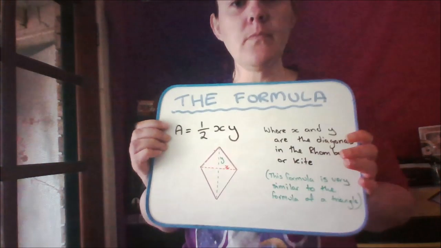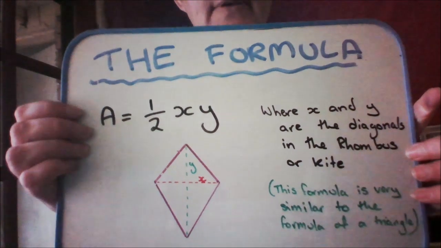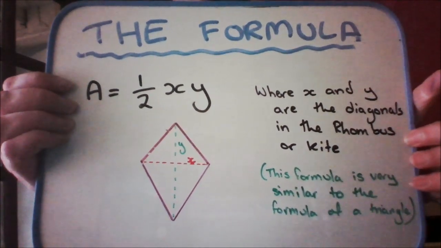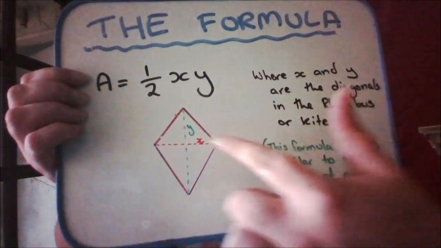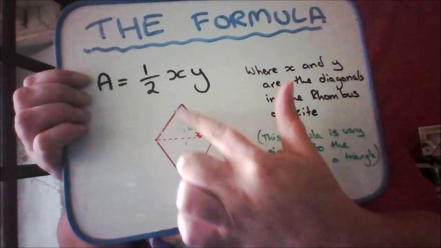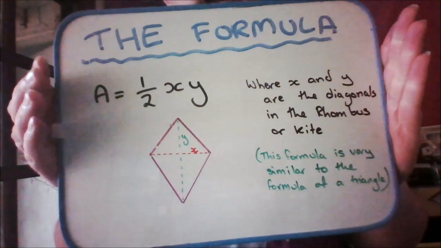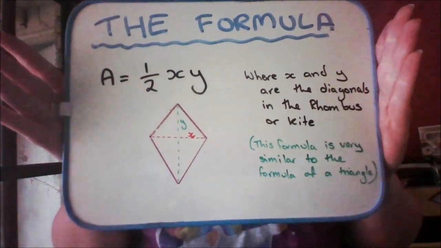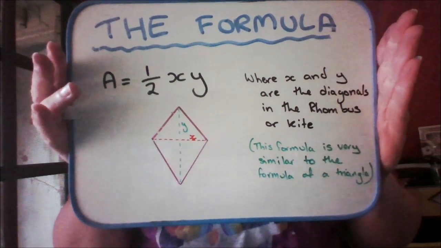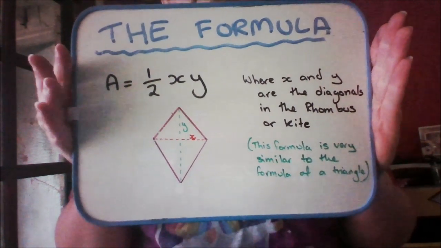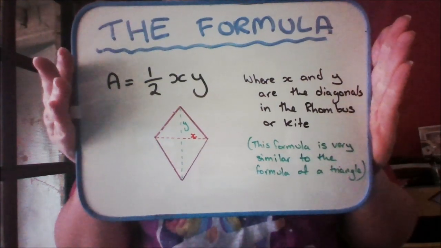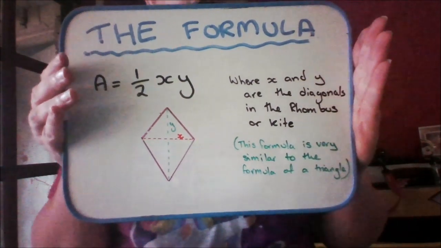Okay, so that brings us to our formula. Our formula for working out the area of a kite is half xy. We call x and y the diagonals of the rhombus or the kite. Here we can see we've got this x going across this way and our y going up and down. So our area is half xy. This is very similar to the area of a triangle where we have half the base times the height. The difference here is we have our x and our y, which are the diagonals of our kite.